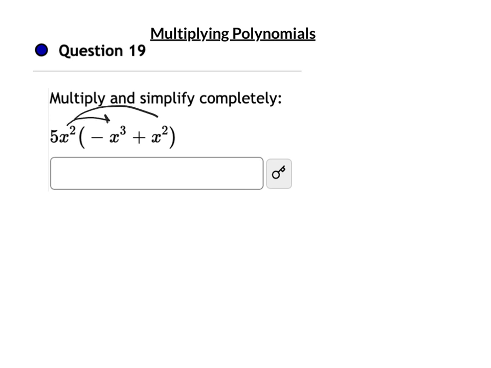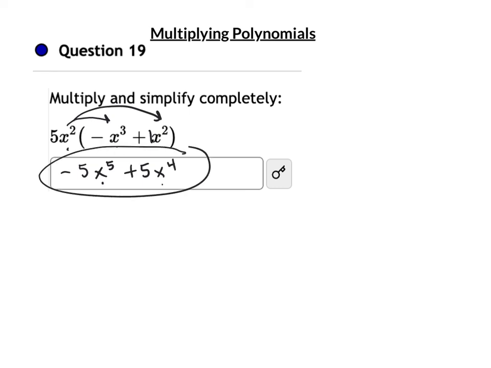Distribute. Multiply this by both of them. Multiply the coefficients, add the powers on like bases. 5 times -1 is -5. X squared times x cubed, there are 2 and 3, that makes x to the 5th. 5 times 1, +1, is +5. X squared times x squared, there's 2 and 2. Altogether, there are 4 x's multiplied. I can't add these. They are not like terms. The power 5 and power 4 are different. They're not the same number.